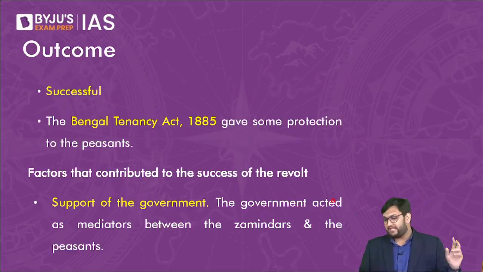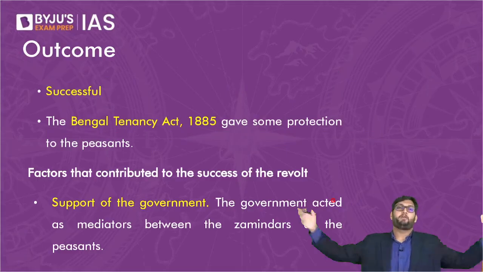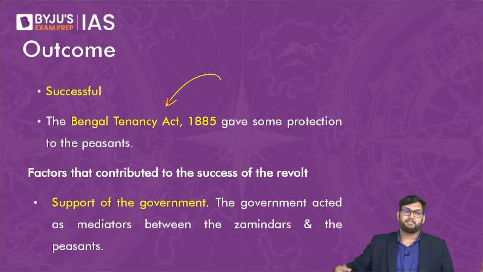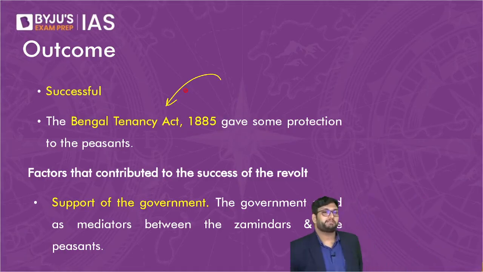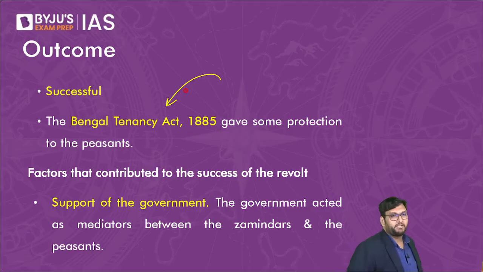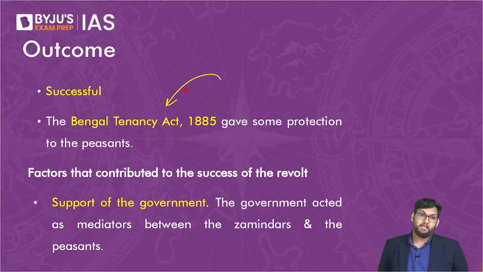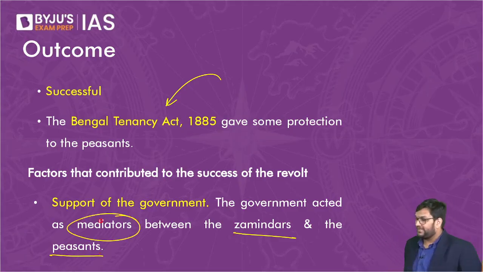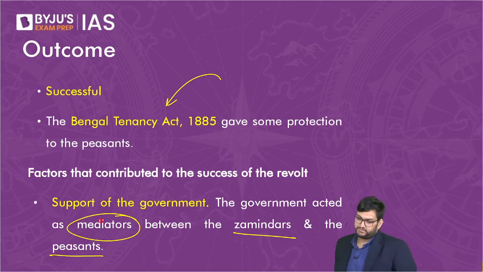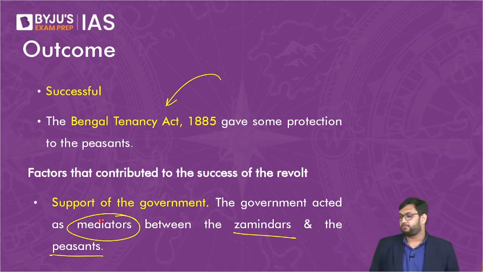However, here again the outcome is that the benevolent British are going to pass the Bengal Tenancy Act of 1885, which gave protection to the peasants. And again, the revolt was a success because the British wanted it to be a success. And you see the irony of the story, that here the mediator between the zamindar and the peasant is actually the British. But who destroyed this relationship? The British itself. This is where we lost the plot.